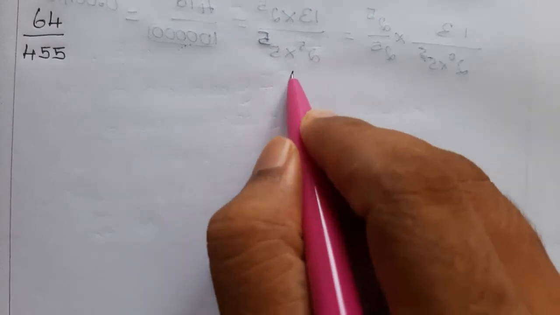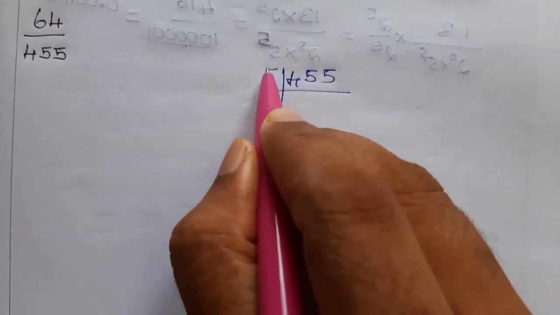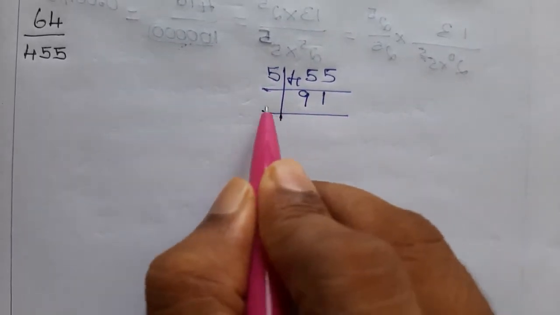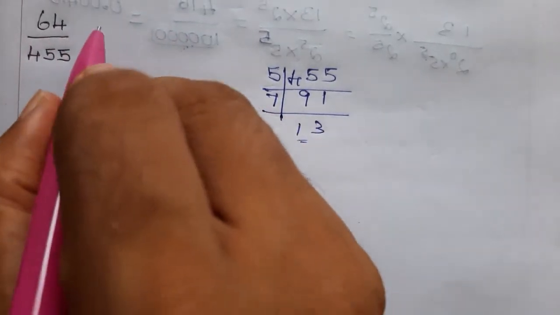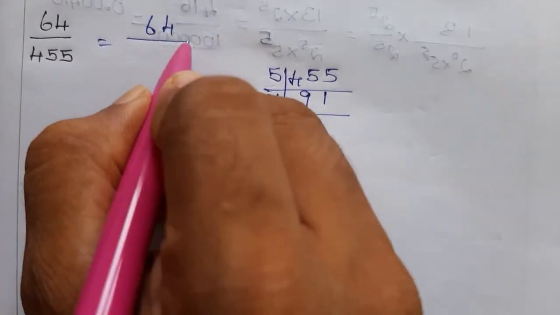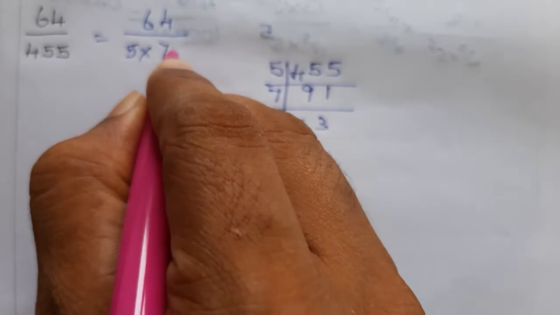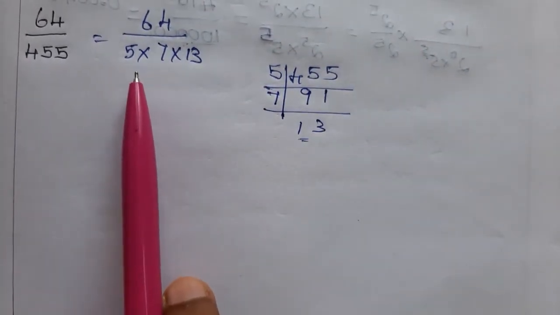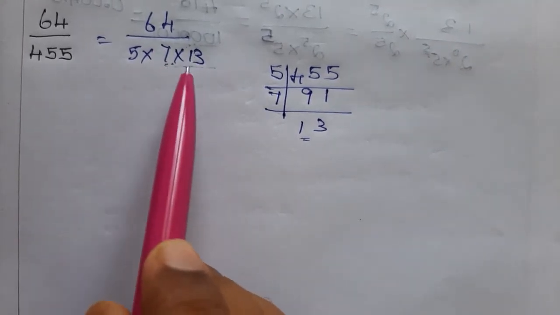64 divided by 455. So find the prime factors of 455. 5 ends with 5, so the 5 table: 5 times 91 is 455. 91 comes only in the 7 table: 7 times 13. 13 is a prime. So we can write it as 64 divided by 5 into 7 into 13. Is it in the form of 2 power n and 5 power m? No. It has some other values also, right?